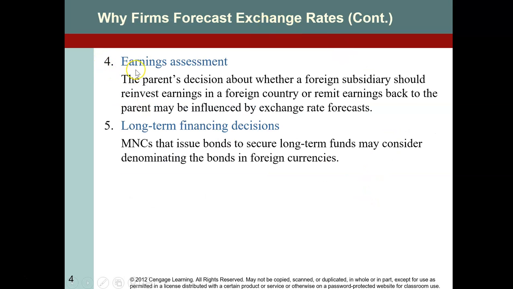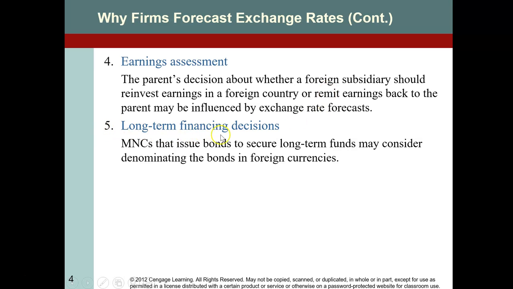Also, number 4, earnings assessment. The parent's decision about whether foreign subsidiaries should reinvest earnings in a foreign country or remit earnings back to the parent may be influenced by exchange rate forecasts. Okay, how to manage the earnings that the firm earned in a foreign country also needs forecasting exchange rates.